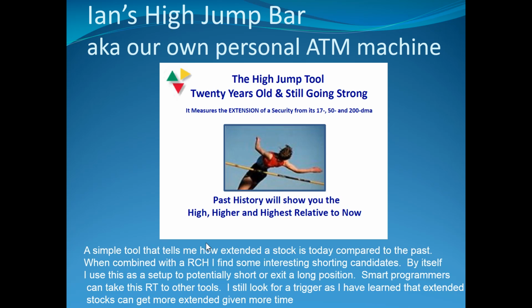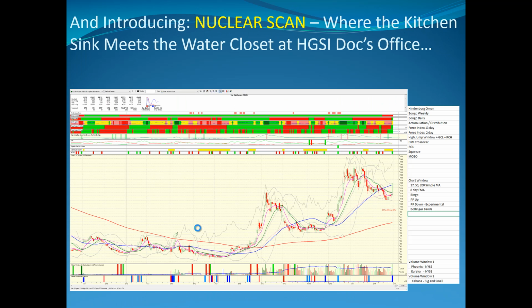One of the things that's helped me a lot is this high jump bar. Now, the high jump bar basically measures the extension of a stock by adding the distance between the stock's closing price and that of the 17-day, the closing price to the 50-day, and the closing price to the 200-day. So adding those three different distances together and plotting them. In HGSI, what this looks like is this line here.